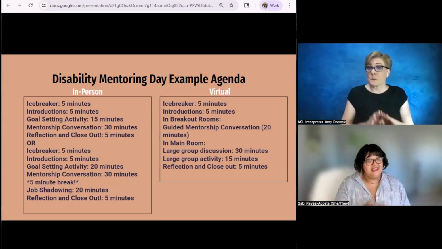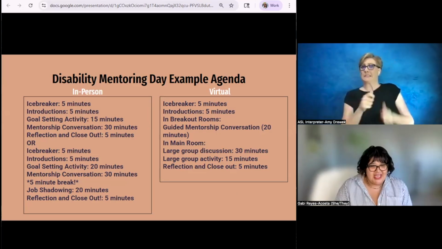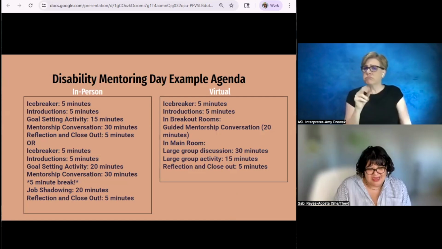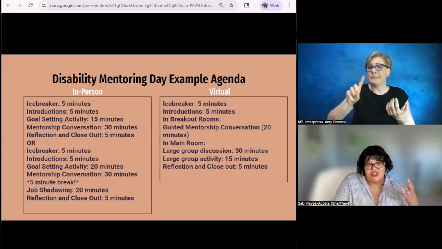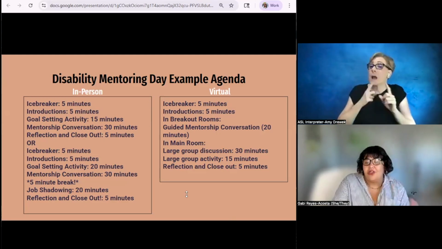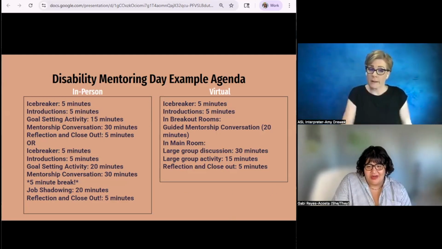Your event does not need to look like this exactly. There is, again, so many different ways to run a DMD event. I just wanted to give everyone a large, zoomed out view of what it could look like. Are there any questions before I move on to our next slide? Okay, I'll move on.